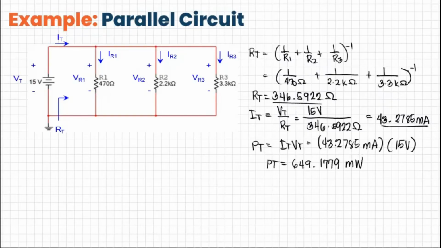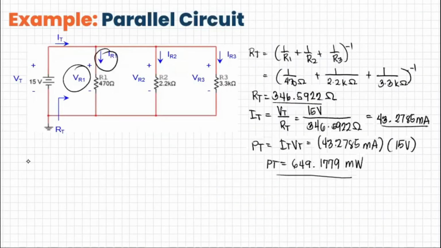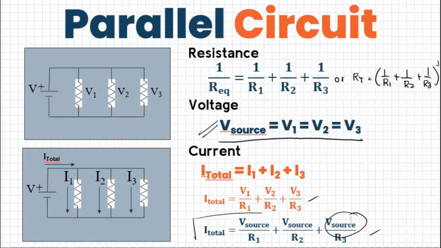So these are our totals. How do we solve for the individual currents and voltages? Let's start with voltage. As we said in our concept, V source is equal to V1, V2, and V3. Since they are all in parallel, VT is equal to V1, equal to V2, equal to V3. So they are all equal to 15 volts. How about I? IT is equal to I1 plus I2 plus I3. This is the equation we will use.